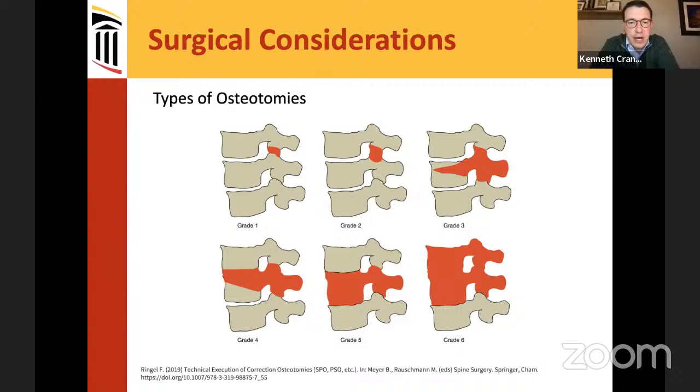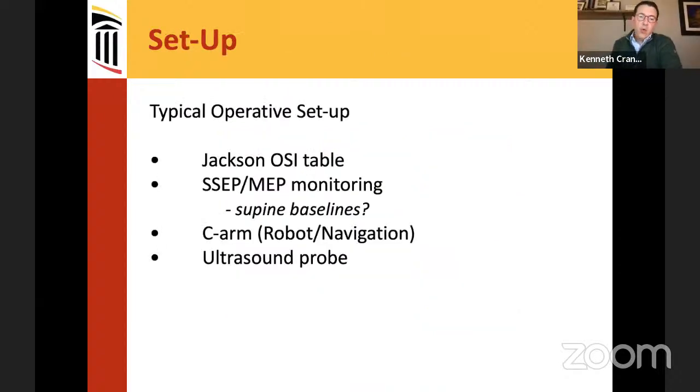And then what kind of osteotomies, from a Smith-Petersen osteotomy to a PSO to a modified PSO or vertebral column resection, do you need in order to correct the deformity? So what do we typically do in these cases? We use a Jackson OSI table. I put my instrumentation in the thoracic spine using AP fluoroscopy.